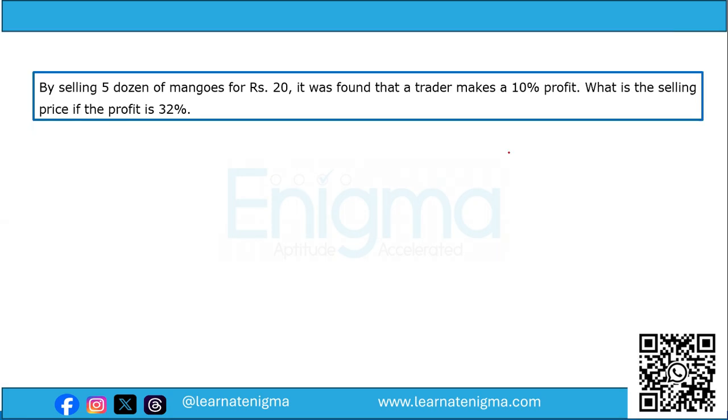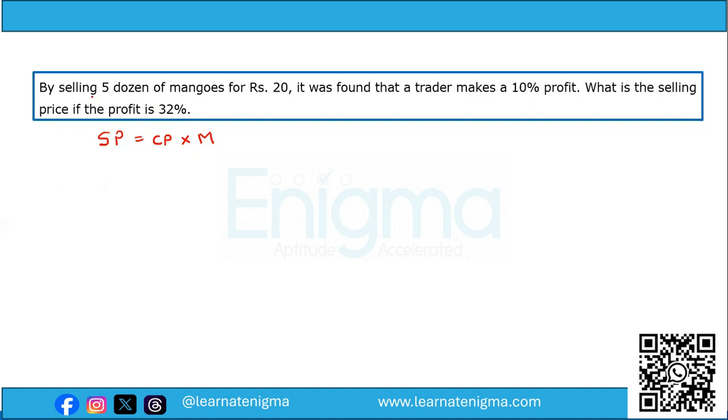By selling 5 dozen of mangoes for rupees 20, it was found that a trader makes a 10% profit. What is the selling price if the profit is 32%? Now, whenever selling price, cost price, and loss or profit percentage is involved, you can use this formula. Selling price is equal to cost price into multiplier.